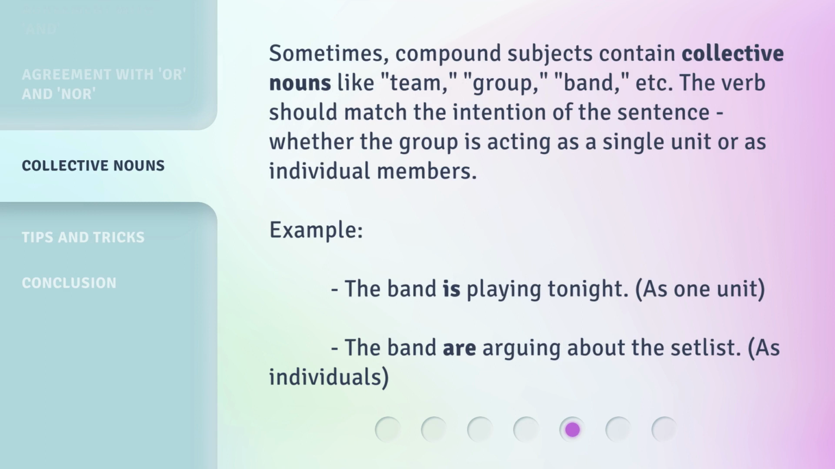Sometimes, compound subjects contain collective nouns like team, group, band, etc. The verb should match the intention of the sentence, whether the group is acting as a single unit or as individual members. Example: the band is playing tonight. As one unit. The band are arguing about the set list. As individuals.